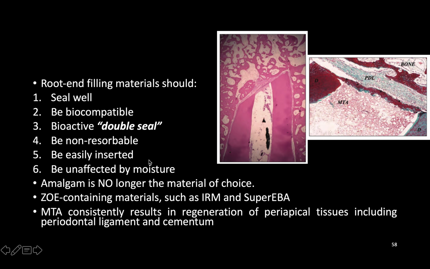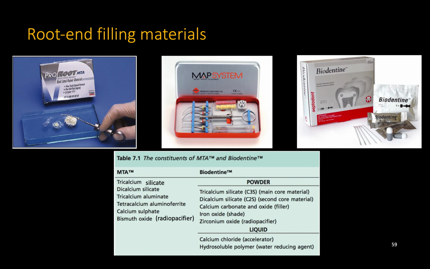Amalgam was used traditionally as a root end filling material, but it's no longer used as a root end filling material. Also, we have zinc oxide eugenol based root end filling materials such as IRM or Super EBA. However, MTA consistently results in regeneration of periapical tissues, including periodontal ligament and cementum. There are a variety of root end filling materials to choose from.